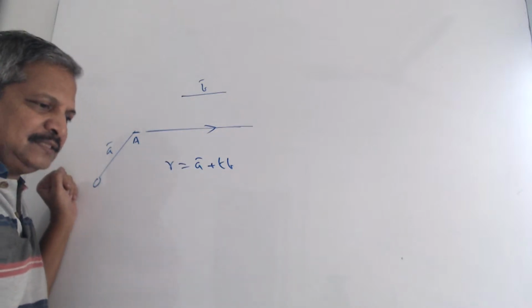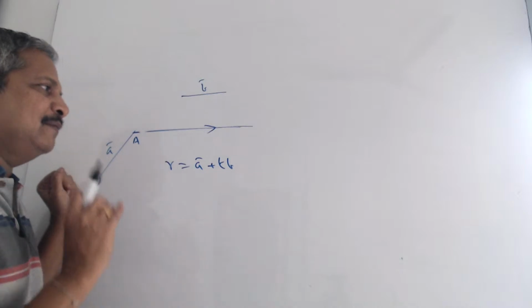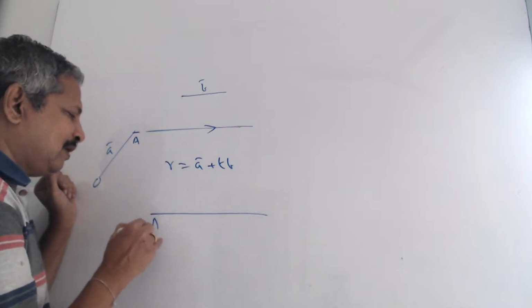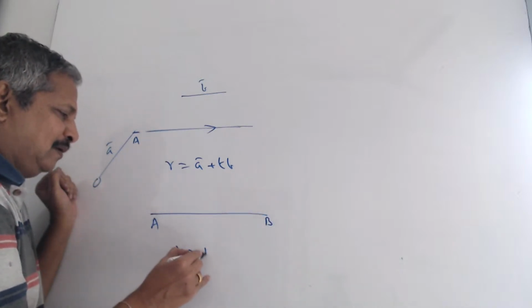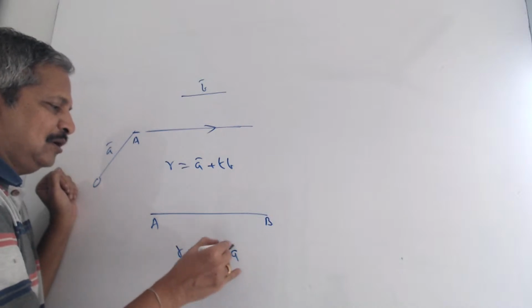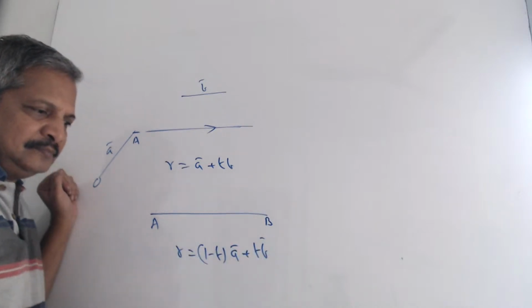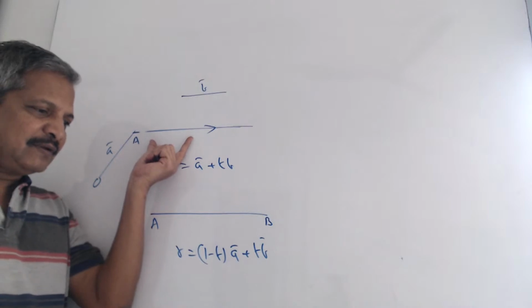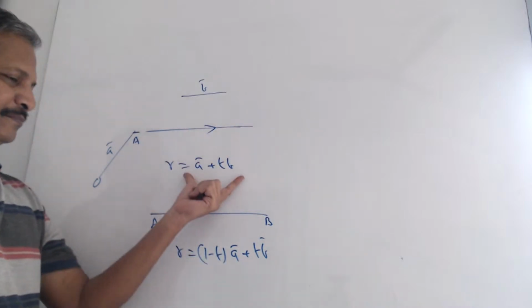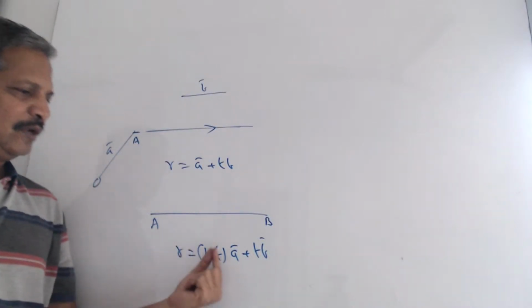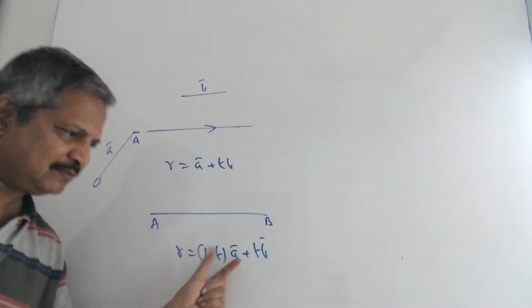R equal to A plus T B. Whereas the vector equation of a line through A and B is R equal to (1 minus T) into A bar plus T B bar. This is the vector equation of a line through A and parallel to B, whereas this is the equation of a line through A and B.